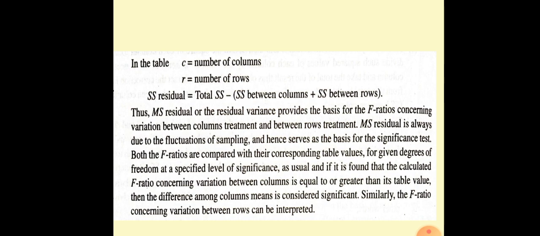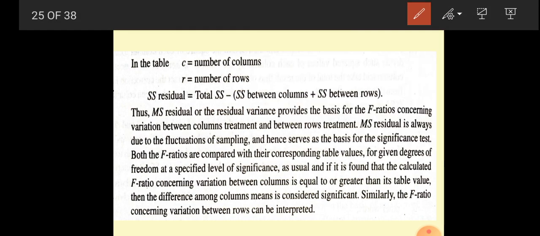So now we will use this chart to find out our proper results. As I have discussed earlier, SS residual can be found with the help of total SS minus SS between columns plus SS between rows. C is the number of columns and R is the number of rows. Now this MS, that is mean square residual variance, provides the basis for the F ratio concerning variation between column treatment and between rows treatment.